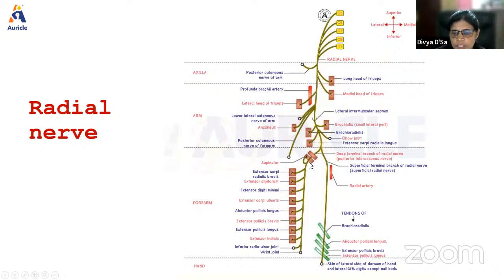Whereas the posterior interosseous, the deep branch, passes between the two heads of the supinator. It gives a recurrent branch which supplies the supinator, and it supplies all the extensor muscles of the forearm, whereas the radial nerve directly supplies only two of the extensor muscles, the brachioradialis and extensor carpi radialis longus. It also supplies the inferior radioulnar joint, and near the wrist joint it ends posteriorly by forming a pseudoganglion.